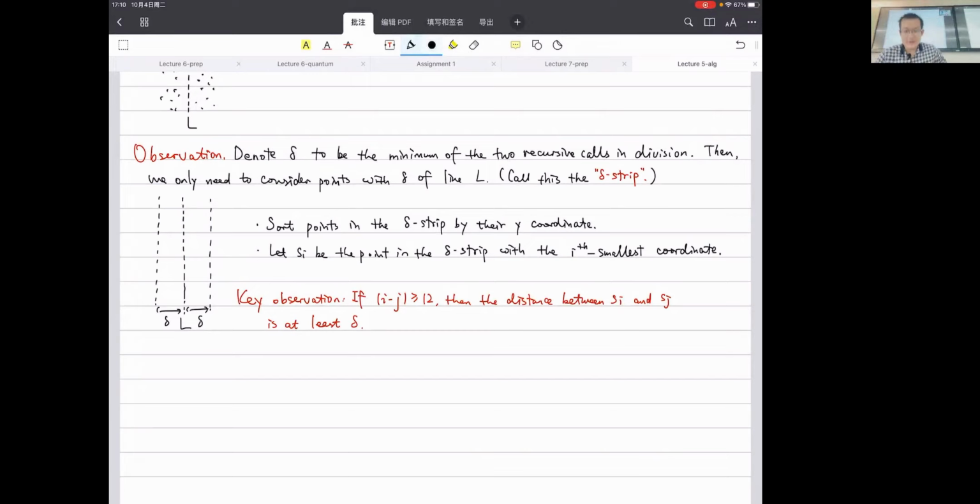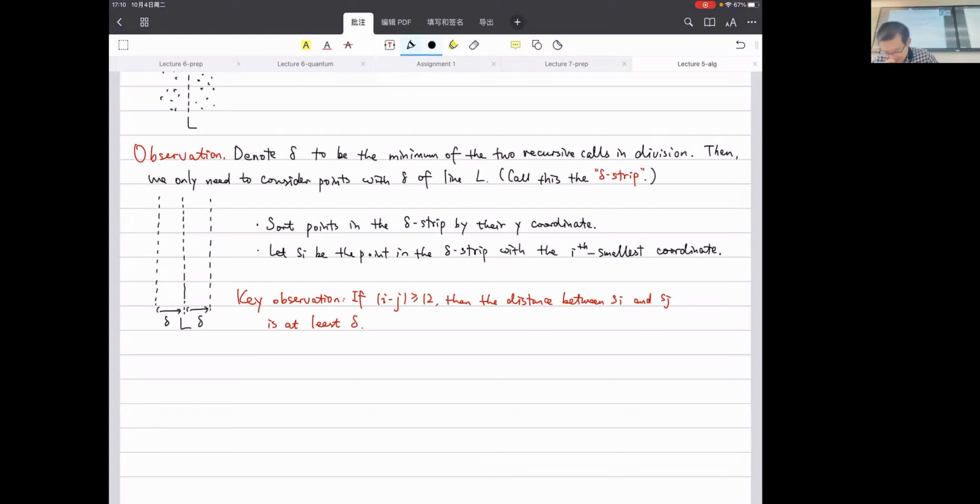So I think I basically just discussed the observation that, because we are talking about the delta here, this delta is actually returned to be the minimum of the two recursive calls in the division. This suggests that we're probably not going to have vertices that are super close, since that would violate the definition of delta. This is a key observation that we can turn rigorous.